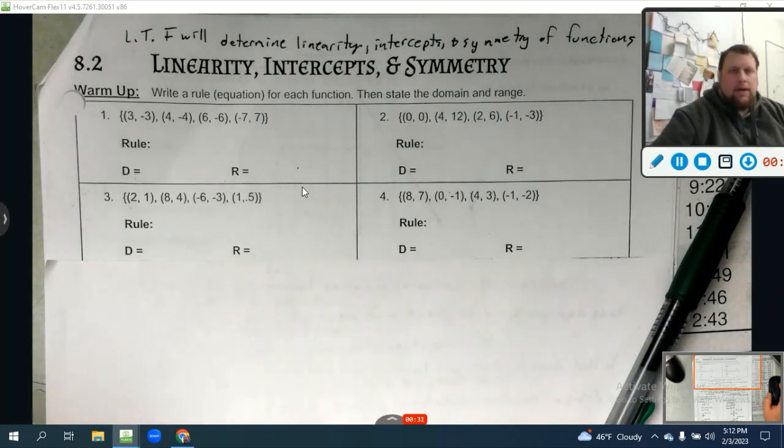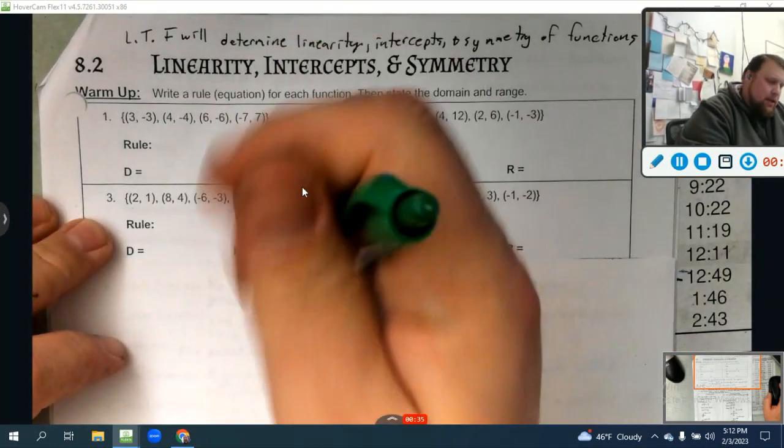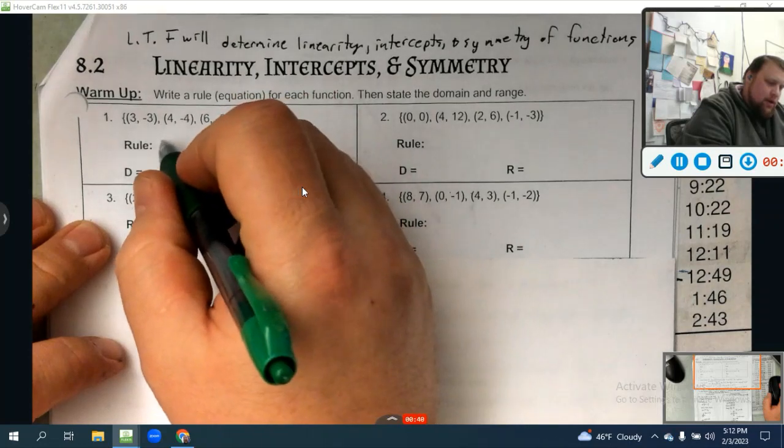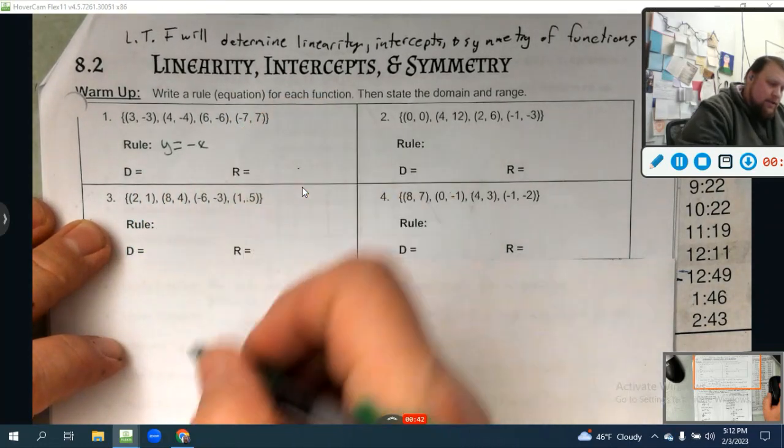All right, I'm going to assume you paused it, did what you needed to do. I'm going to start moving on. When I look at this, I see that for each of these x values, the y is opposite. So I know it's y equals negative x. Okay?